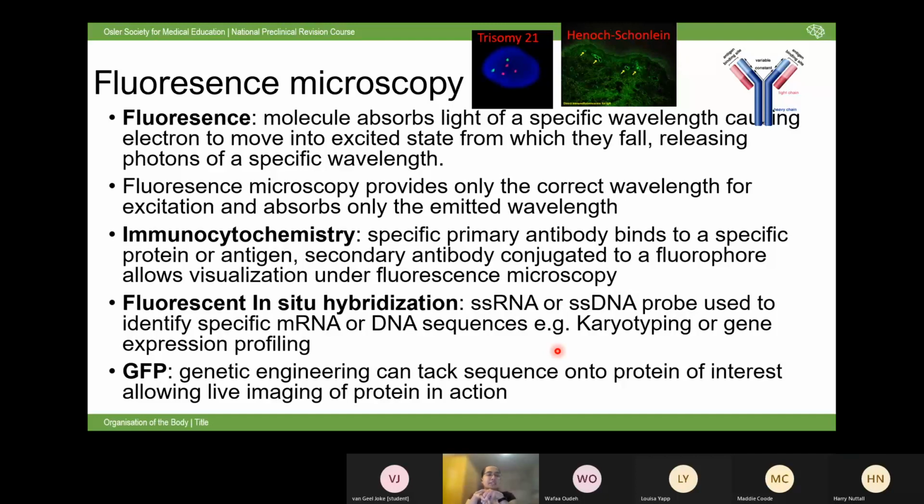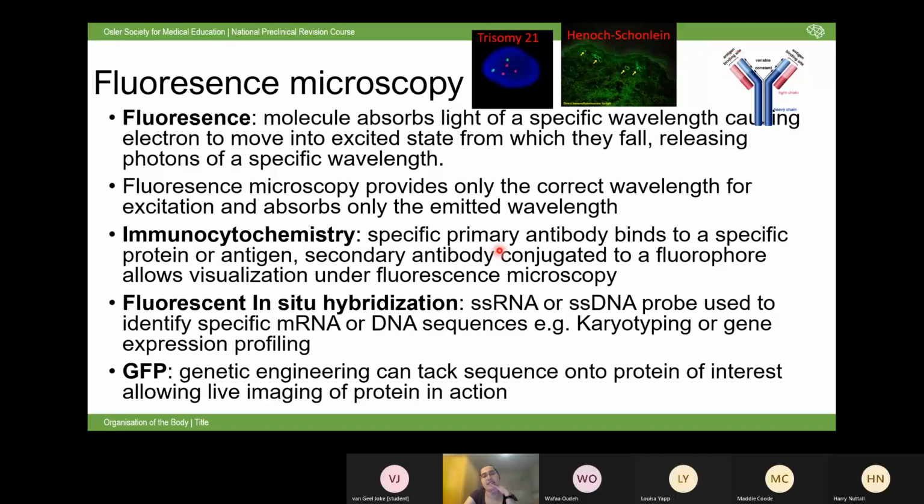And we can use fluorescence in a bunch of different ways. So in immunocytochemistry, we are using antibodies to look at specific proteins. And as you can see, here's the structure of an antibody. And the way we do immunocytochemistry is with a primary and a secondary antibody. The primary one is the one that's specific. Here, the antigen binding site on the antibody is what gives specificity. And so the primary antibody will be specific to our protein of interest.